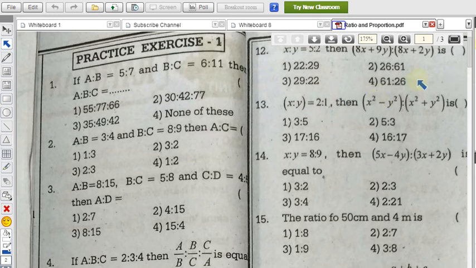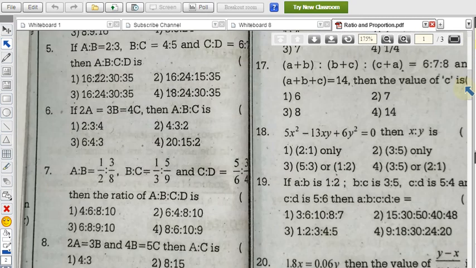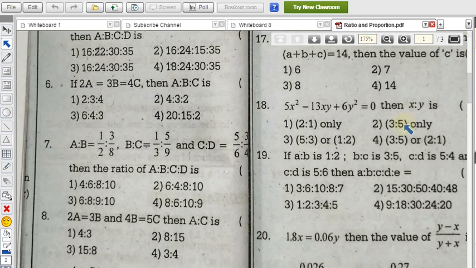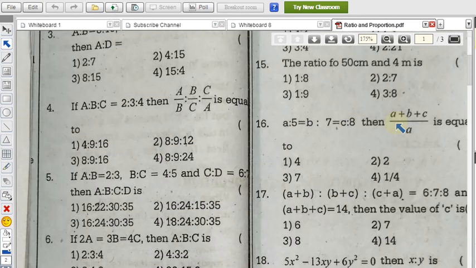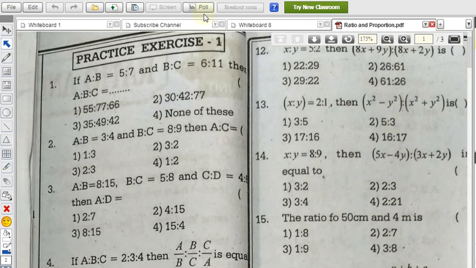For any competitive exam, from this ratio and proportion, the questions will come like this. So I'll show you some of the questions, how the questions will come from this, after the explanation of the theory part in ratio and proportion.